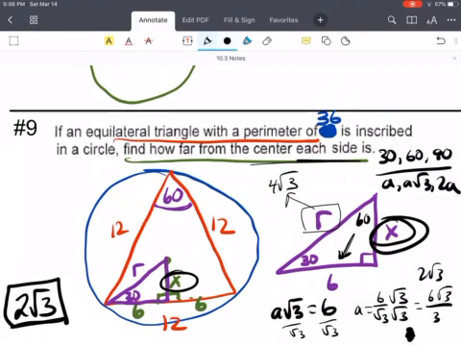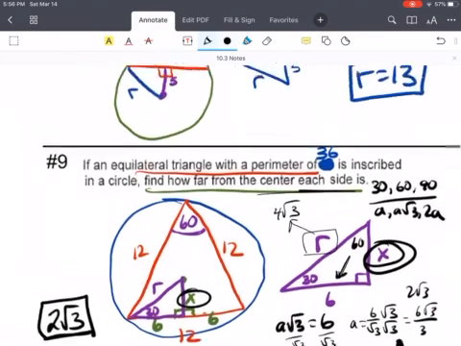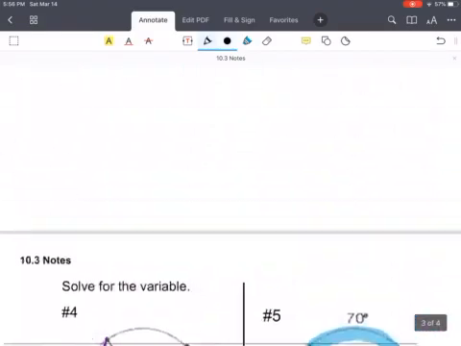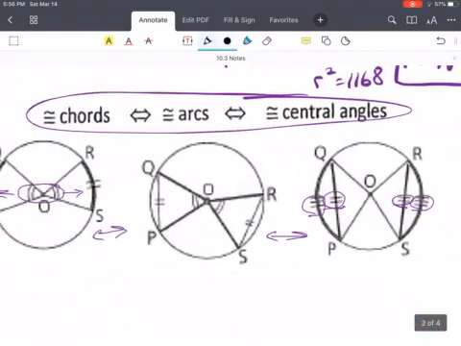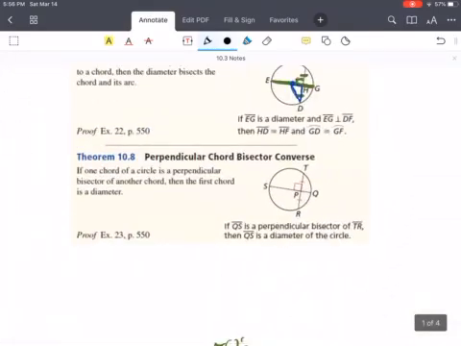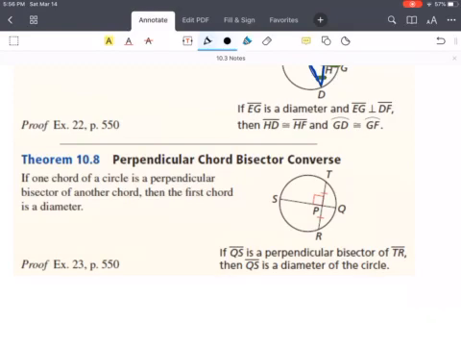So that is it for 10.3. Make sure you understand how chords work within circles, and when we have congruent chords, we have congruent arcs and congruent central angles. And then also remembering that when we are perpendicular, we are also bisecting the chord. And so that is it for 10.3.